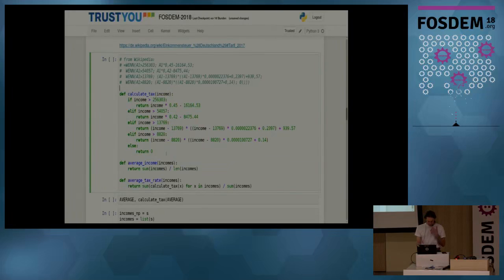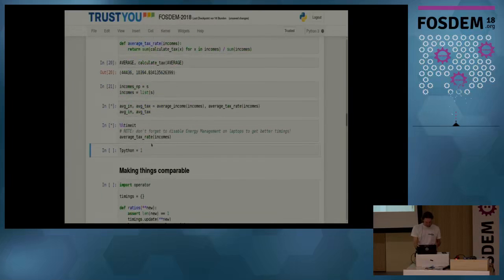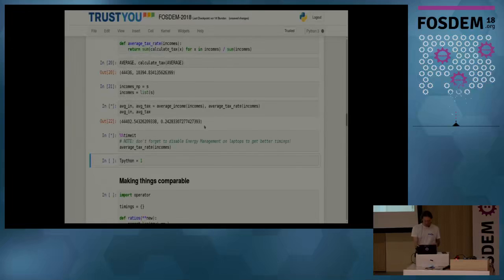And then to calculate the average income, I take the sum of all incomes divided by the len of incomes, obviously, and the average tax rate is calculated as the sum of taxes of the incomes divided by the sum of incomes. Okay? When I run this, this is the average tax of the average income. And so I just execute some more cells here. And then you can see that the average tax rate is actually something like 24% on my data.